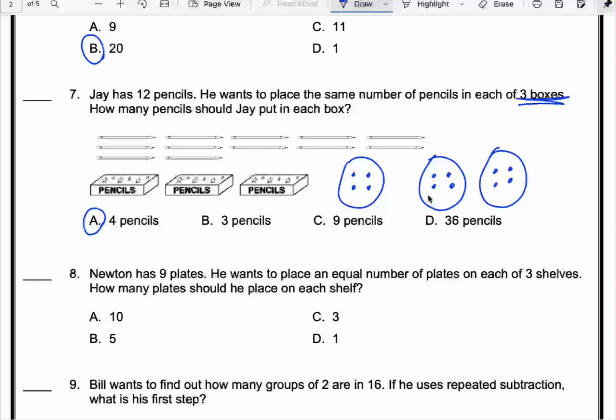And if we want to write it as an equation, can anyone help me to write it as an equation? Using 12 and 3. I want to write 12 and something here, then 3. So what should I write? Multiplied? No, divide. Excellent, my hero. So we write divide. So 12 divided by 3, and the answer is 4. 4 is the size of each group.